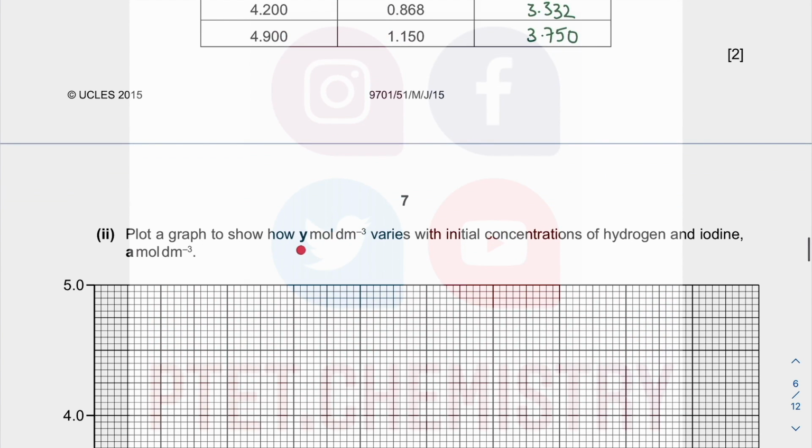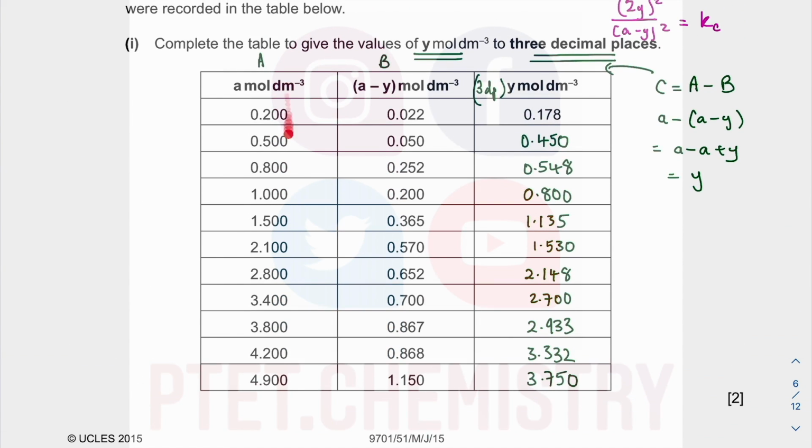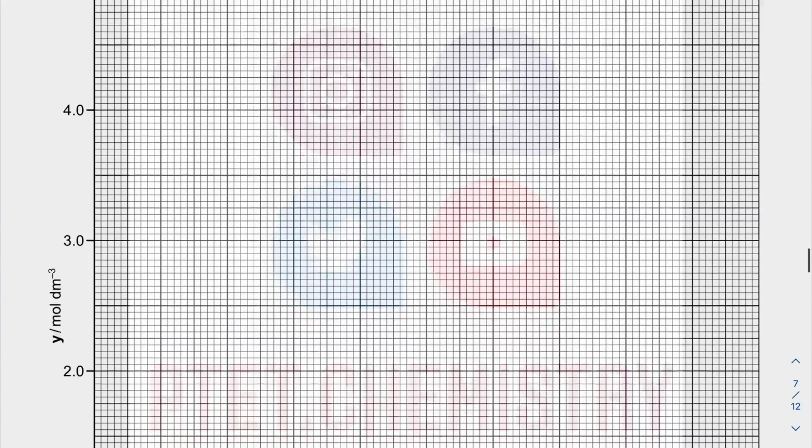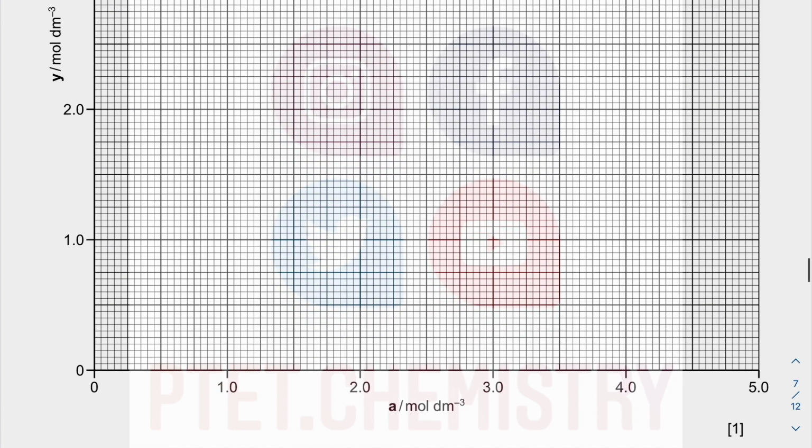Next bit is a plot of a graph of how y in mole per dm cube varies with A in mole per dm cube. So this is our y-axis, this is our x-axis. Instead of me going back and forth to this table, I'll have the table results on another piece of paper, and I'll start plotting this graph based on those values. That's what I meant by you should have calculated the values somewhere. Then you can start practicing drawing this graph with me and see how long you take. Very stingy, only 1 mark for plotting the graph.